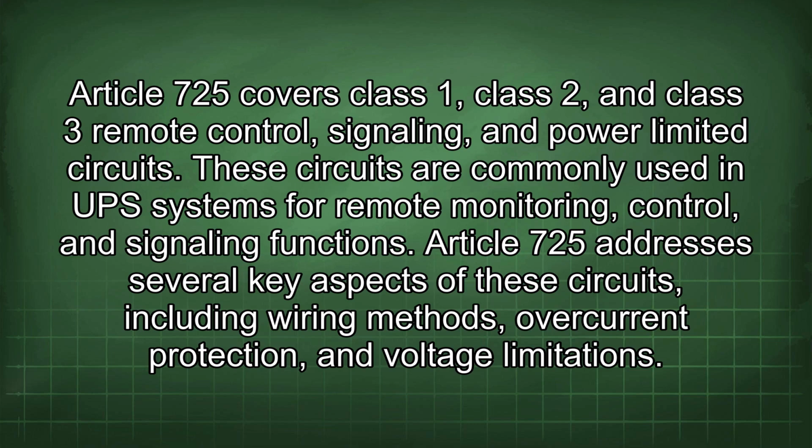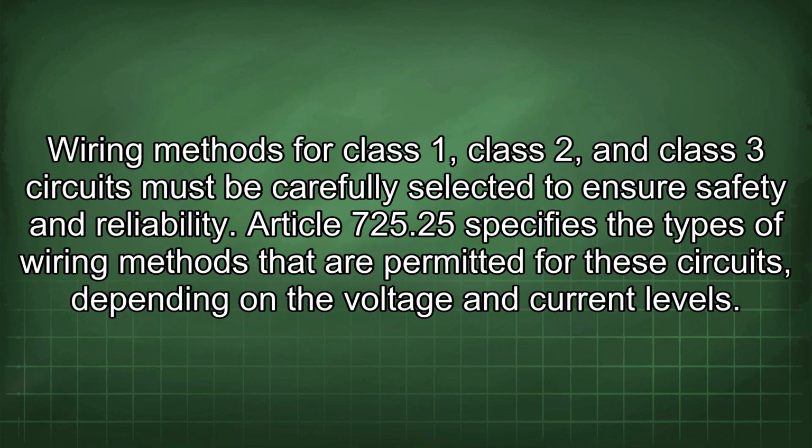These circuits are commonly used in UPS systems for remote monitoring, control, and signaling functions. Article 725 addresses several key aspects of these circuits, including wiring methods, overcurrent protection, and voltage limitations. Wiring methods for Class 1, Class 2, and Class 3 circuits must be carefully selected to ensure safety and reliability. Article 725.25 specifies the types of wiring methods that are permitted for these circuits, depending on the voltage and current levels.